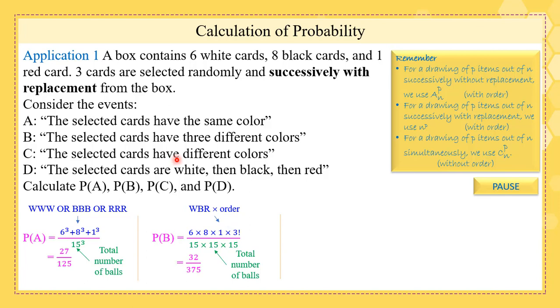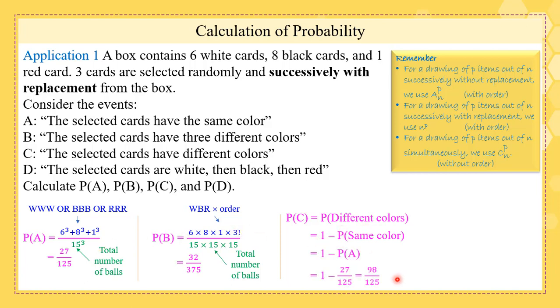The selected cards have different colors. So the best way here is to use the probability of same plus the probability of different is 1. And for the same color, it's the probability of A. And this would be 98 over 125.